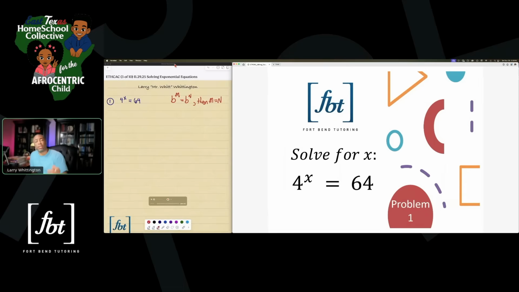That's right. So as long as we can get the exact same base on either side of the equation raised to an exponent, then the exponents, because of that equal sign, they have to be the same.